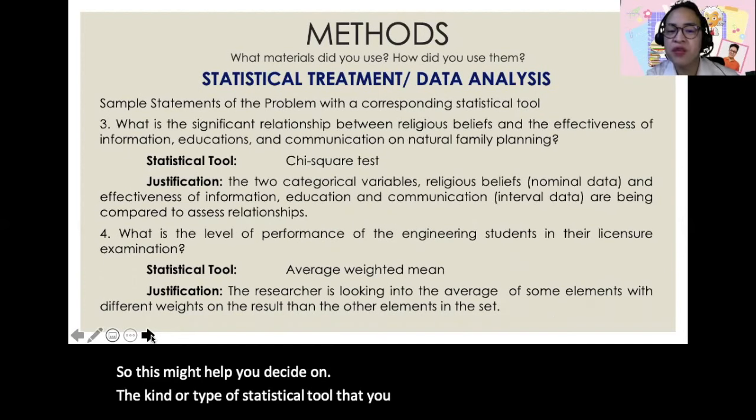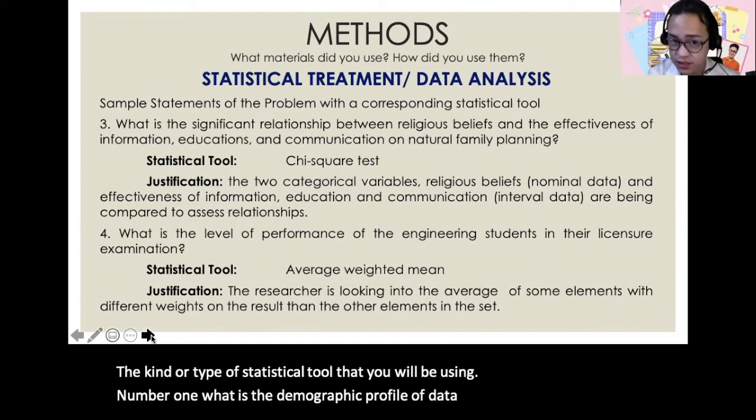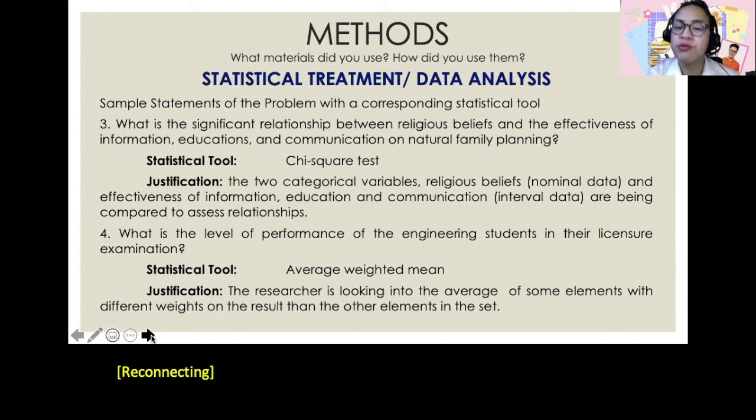What is the significant relationship between religious beliefs and the effectiveness of information, education, and communication on natural family planning? Chi-square tests. The two categorical variables, religious beliefs, nominal, and effectiveness of information, education, and communication, interval, are being compared to assess relationships.